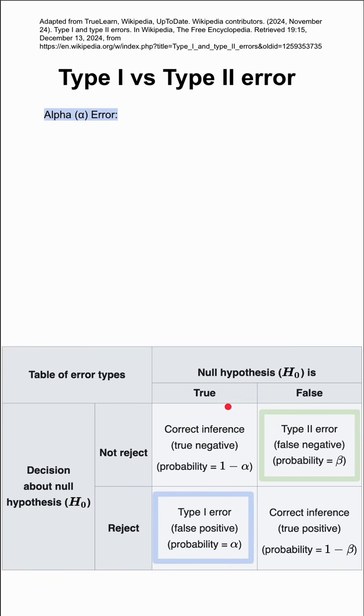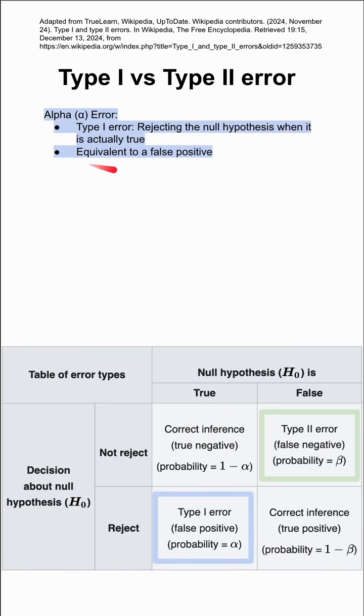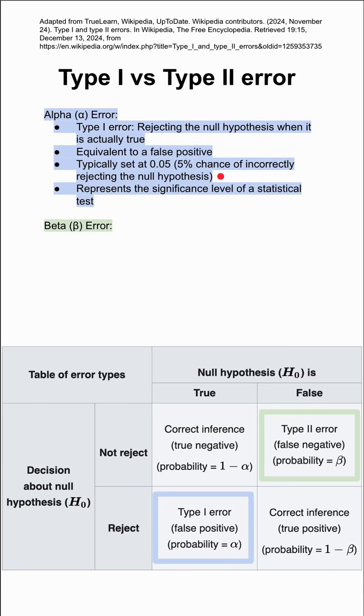So you falsely reject the null hypothesis. You made a false positive. Rejecting the null hypothesis when it is actually true. It's equivalent to a false positive. This is a number that you typically set to 0.05, and this correlates to the p-value that I'll flash on the screen later. This represents the significance level of a statistical test. For the p-value, you want your p-value to be below that alpha value, below that type 1 error value.